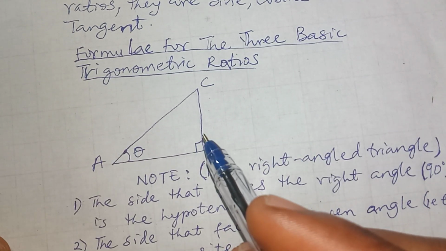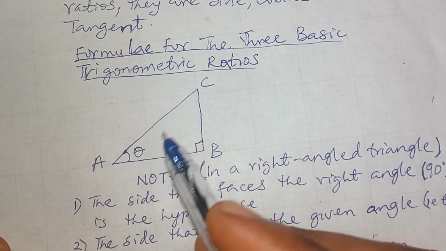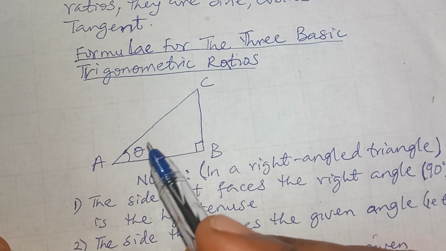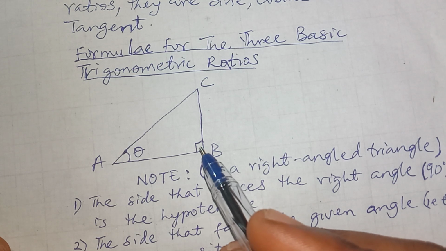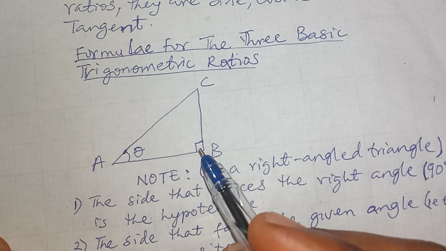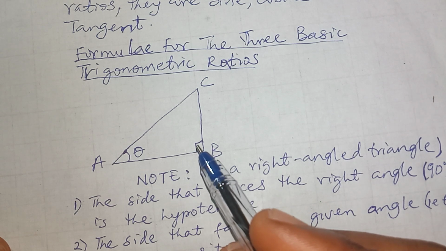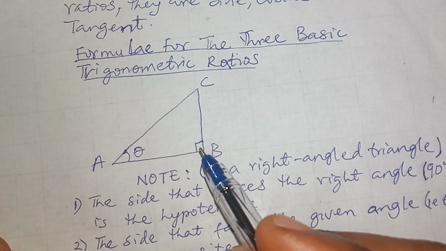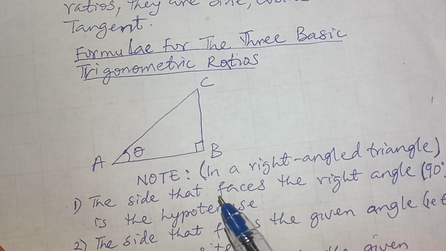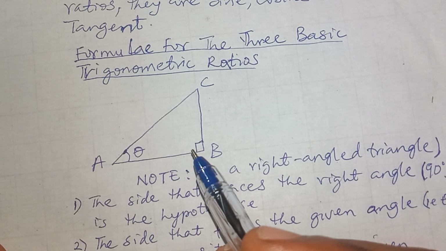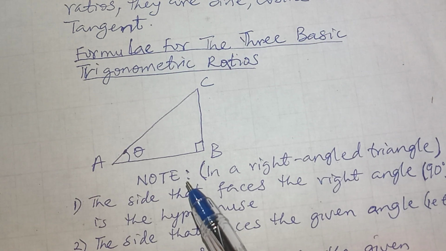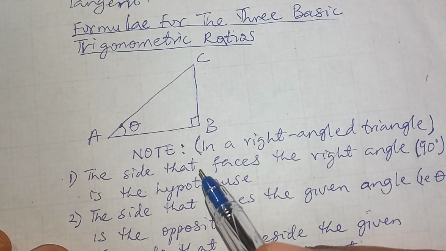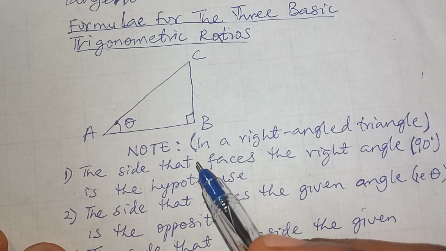Anything about trigonometric ratios always goes with a right-angled triangle. So this is a right-angled triangle. And how do we know a right-angled triangle? It always has one of the angles as the right angle. At this point B, the angle B here is a right angle and it is always 90 degrees. That's how we know a right-angled triangle. So in these trigonometric ratios, they always work with a right-angled triangle.